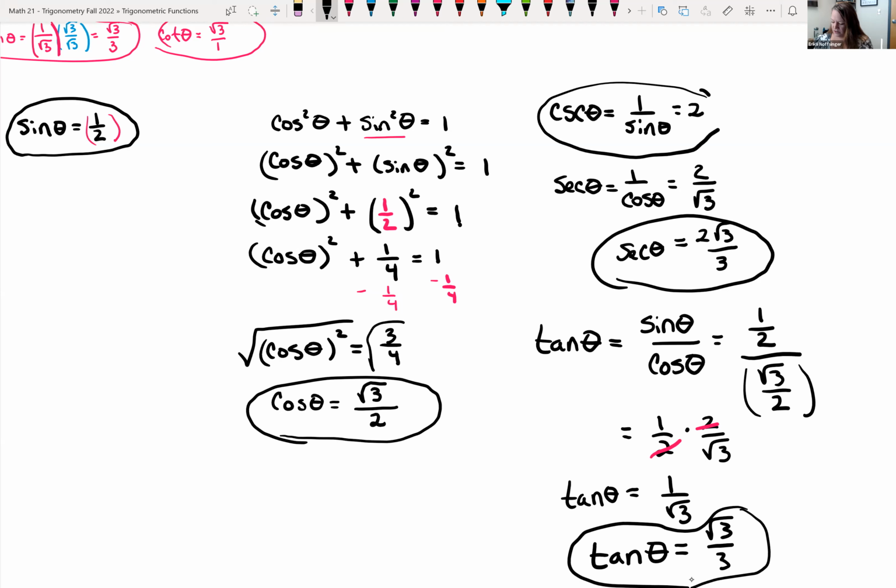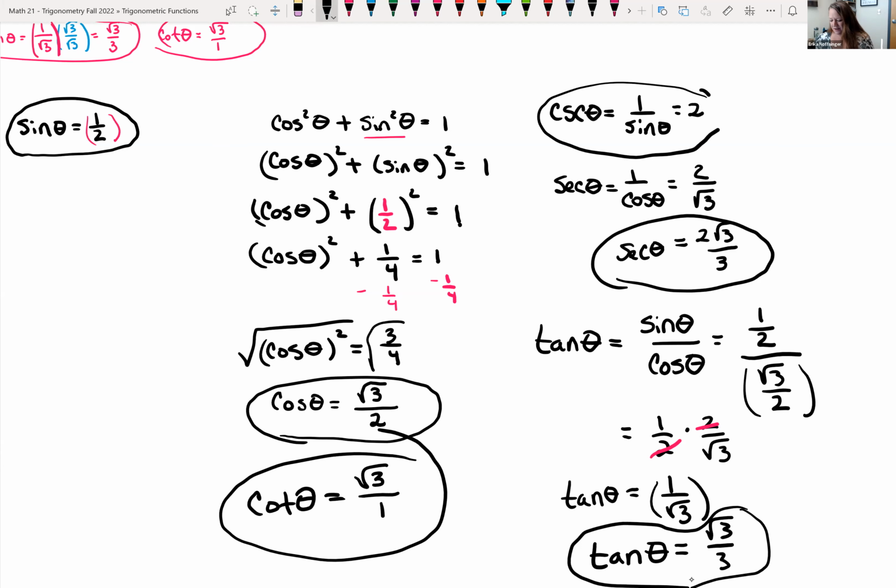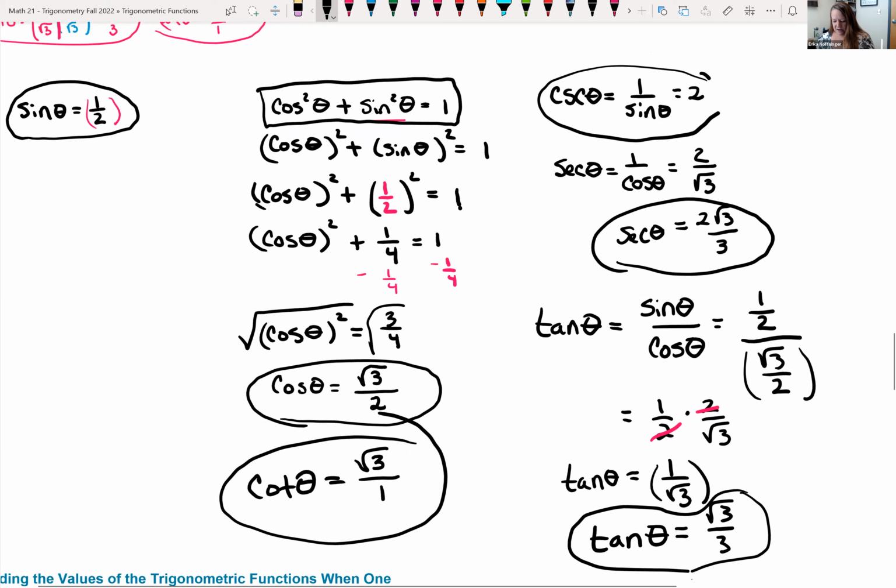And the last one, cotangent theta, is just the reciprocal of tangent theta. Flipping it before we rationalize the denominator is root 3 over 1. I could have used the other Pythagorean identities, but to me that's a lot harder. Just knowing what sine theta is and cosine theta is, it's just easier to use some of the other identities that we had.